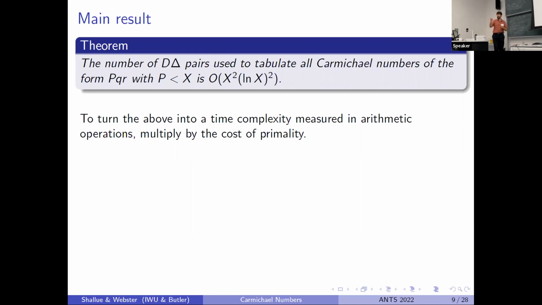How close to the truth is this big O estimate? That is a very good question. Can I answer it off the top of my head? Let me repeat it for the people on Zoom. The question is, how close to the truth is this big O estimate? And I have to say that I don't have a good sense of what a lower bound might be.